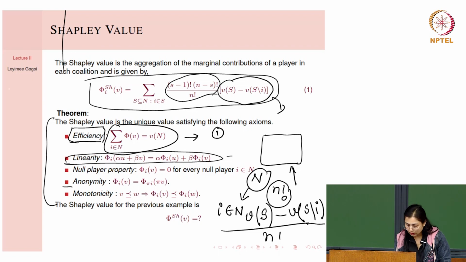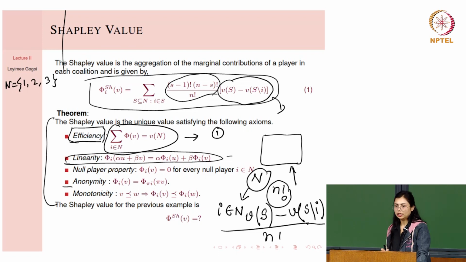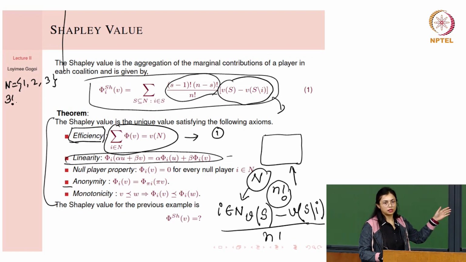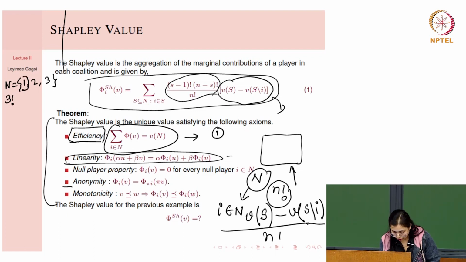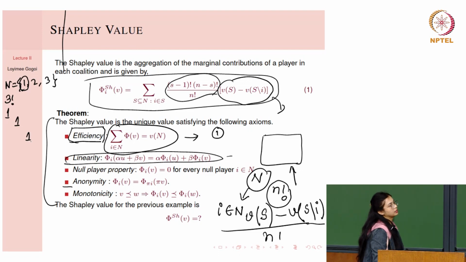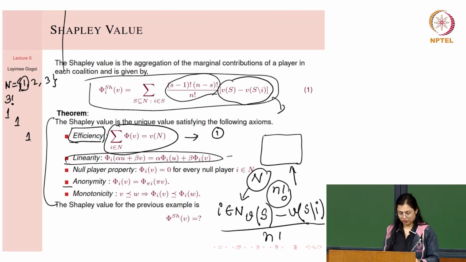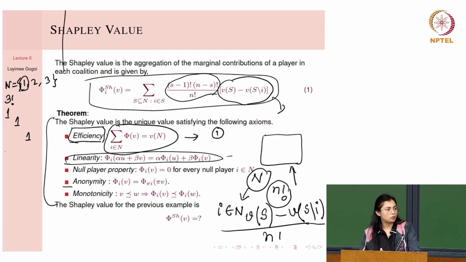Let's take one simple example, say 1, 2, 3, there are 3 players, right? So we have 3 factorial ways we can ask them to form the coalitions. The Shapley value for 1: he can be first in the queue, second in the queue, or third in the queue. So in total we have 6 possibilities. Then what are the marginal contributions for player 1 here?